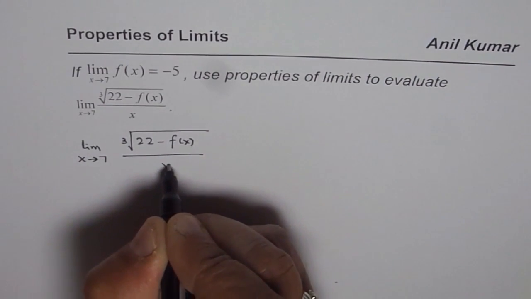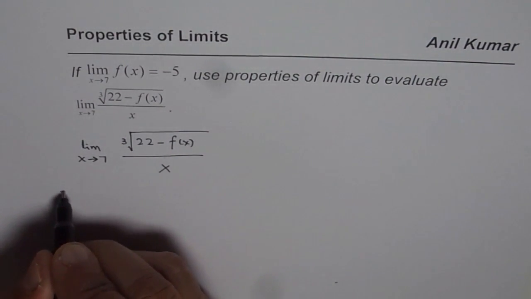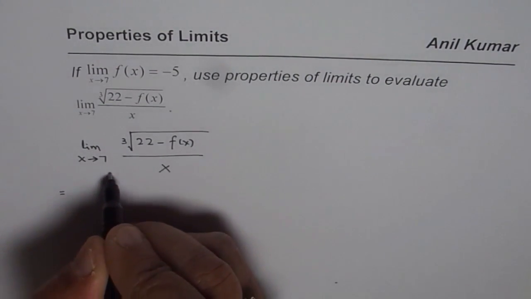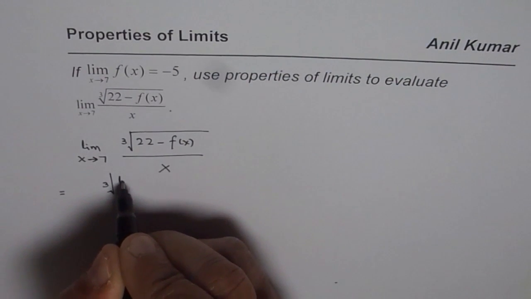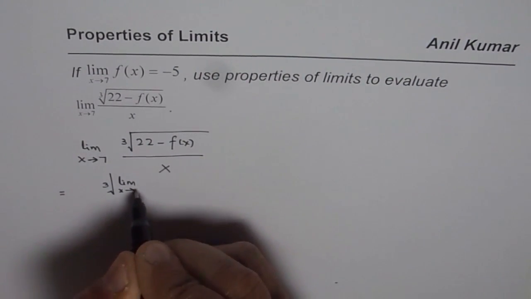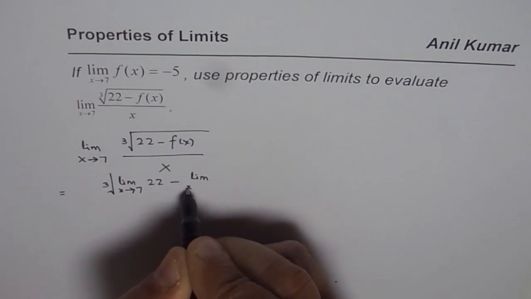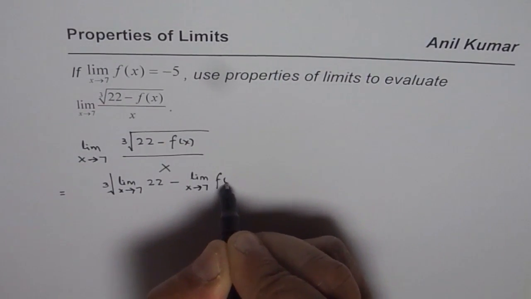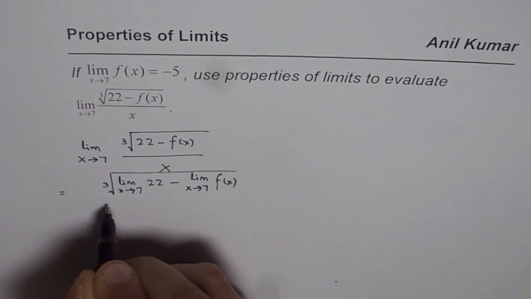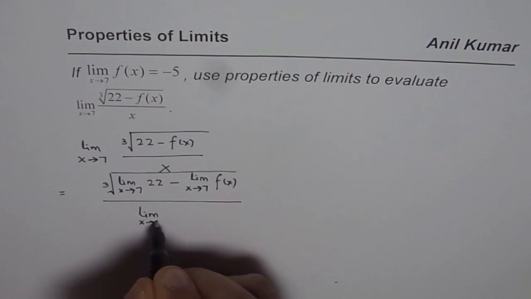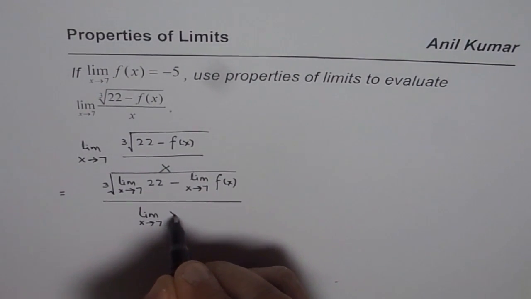We need to find the limit as x approaches 7 for cube root of 22 minus f of x, divided by x. Now we can use a property which states that the limit of a root is the root of the limit, if it exists. So basically we could write this as cube root of limit x approaches 7 for 22 minus limit x approaches 7 for f of x, cube root, divided by limit x approaches 7 for x.